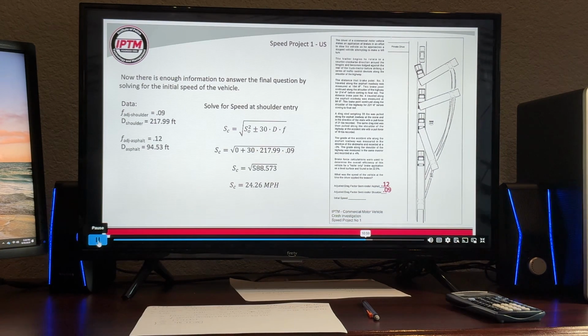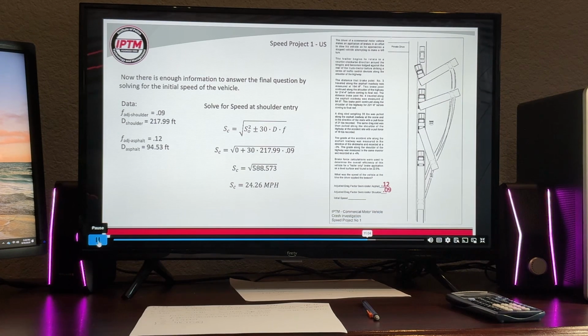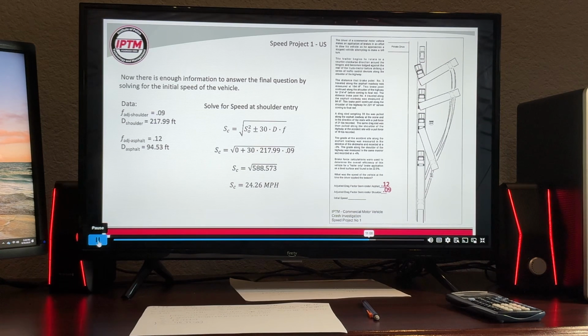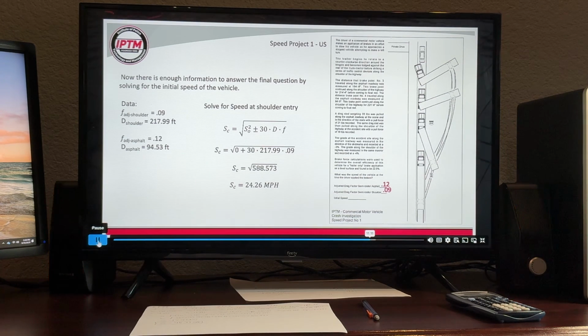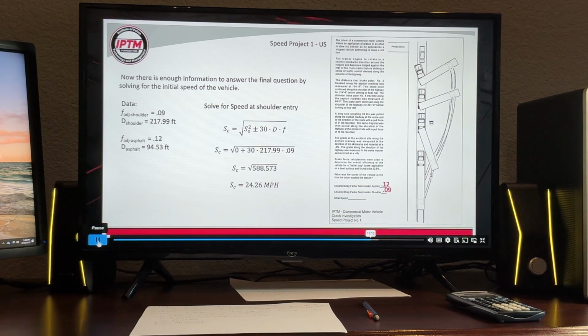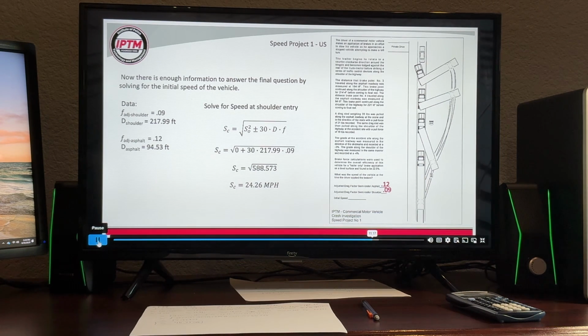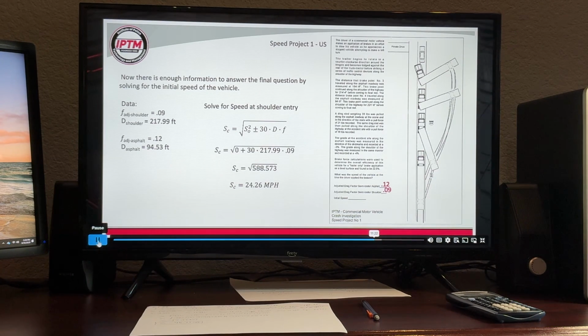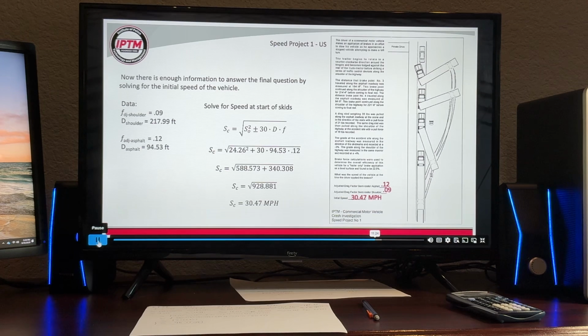So our speed original from final rest is 0, so we just plug that in as a placeholder. We get 30 df with our shoulder distance and our shoulder f, and we find out that the segment on the shoulder was 24.26 miles per hour. Now we have to account for the roadway, so we need to bring that 24 mile per hour figure over and do that equation one more time. Our speed original now becomes that 24.26 for the departure on the shoulder.